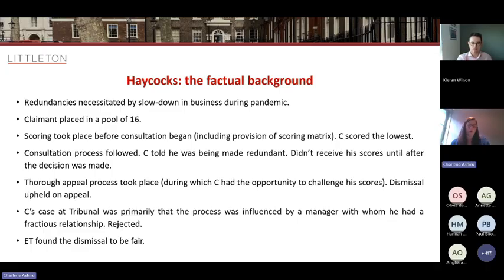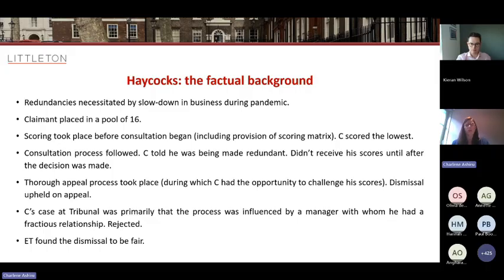Thirdly, it would be useful to be able to show that the scores are not just numbers in a box. So it'd be useful if the managers record their rationale for the scores given, as opposed to trying to come up with their rationale after the event in a stressful tribunal process.